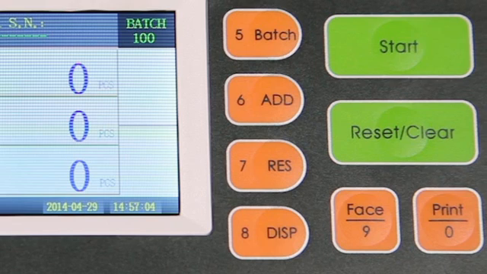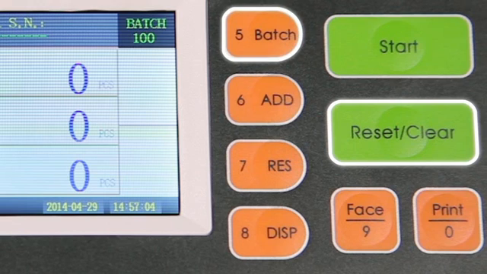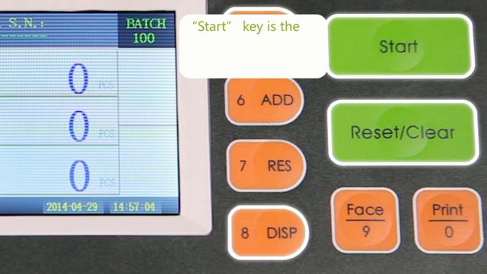There are 8 keys on the right side. The reset clear key is used for machine reset when a fault occurs in the machine. The batch key is used for setting the number of a stacker. The display key is used for displaying the counted banknote denomination information in the stacker. The start key is the key to control the machine operation.